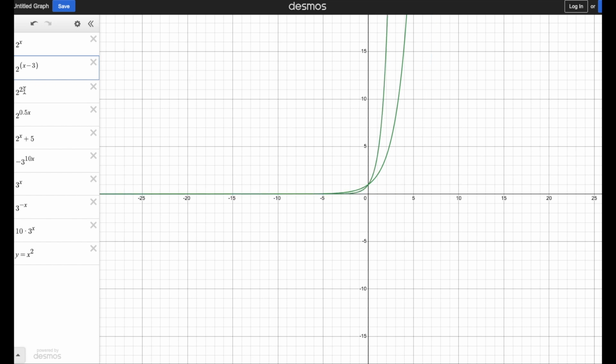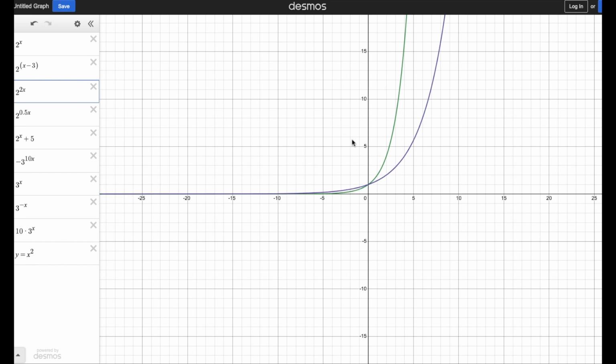Let's have a look at 2 to the 2x. Okay, so we still have that point at 0, 1, but if you look at the point 1, 2 again, you can see that's transformed to a half, 2. So this is a horizontal stretch by a factor of a half. And you'll notice these are the same transformations that you apply to the other types of functions, whether it's a polynomial function, a trigonometric, or a reciprocal function. These types of transformations have the same effect.